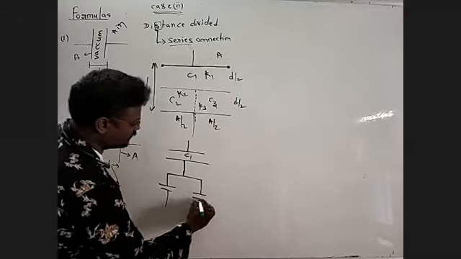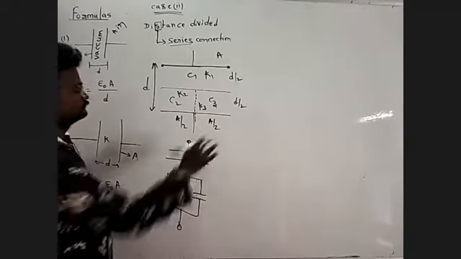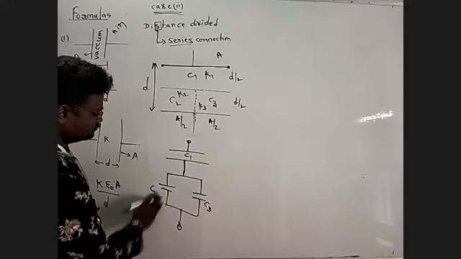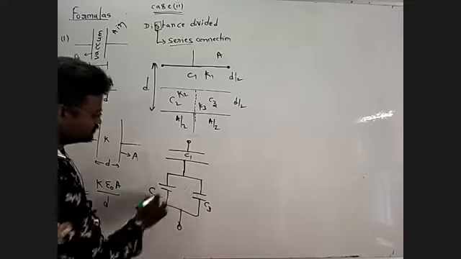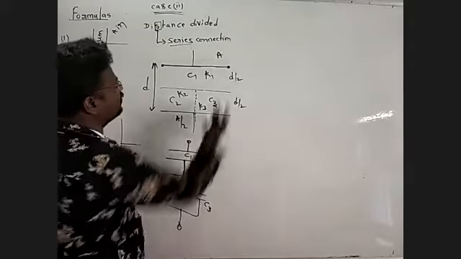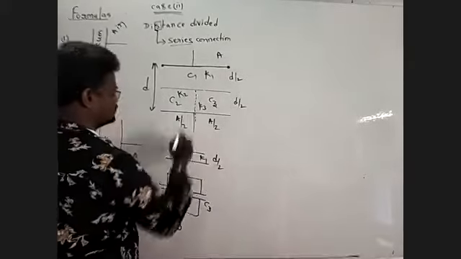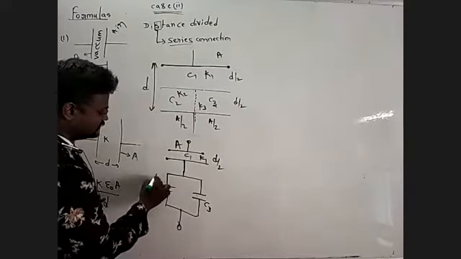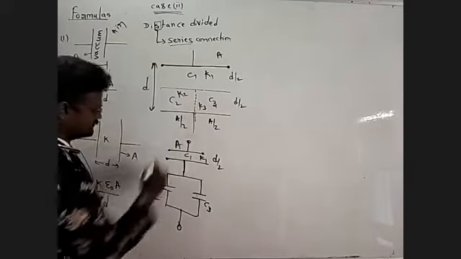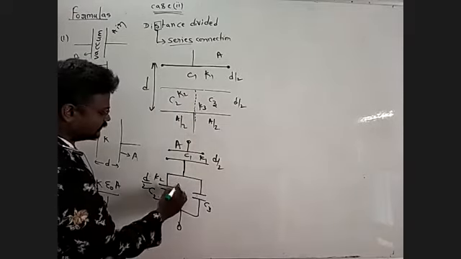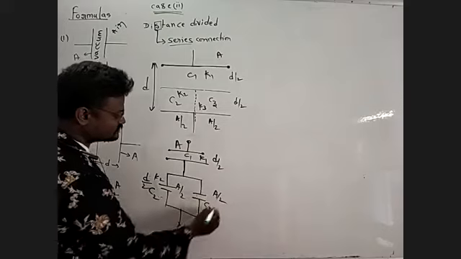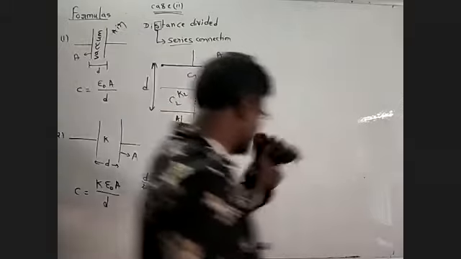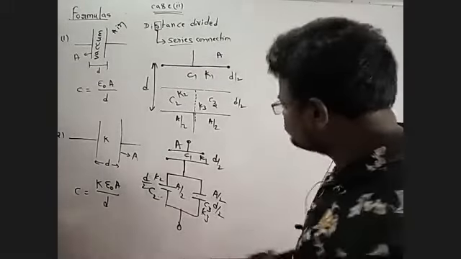This is the circuit: C1 in series with C2 and C3 in parallel. For C1, the dielectric slab is K1, the distance between the plates is D by 2, and the cross-sectional area is A. For C2, the dielectric is K2, distance D by 2, area A by 2. For C3, the area is also A by 2, distance D by 2, and dielectric K3.